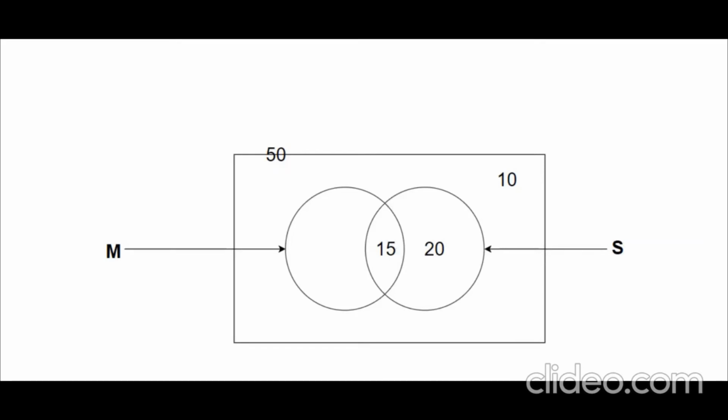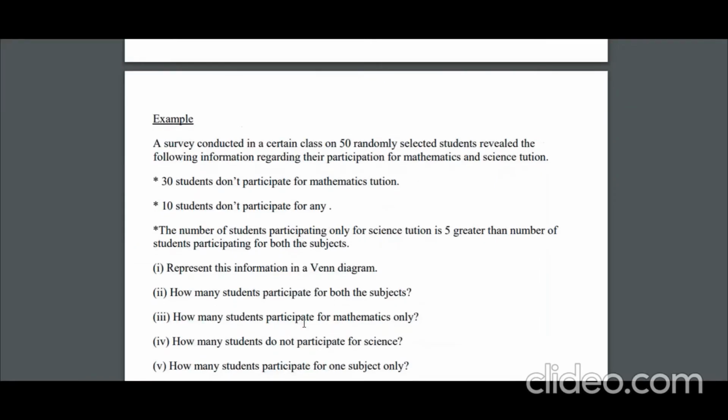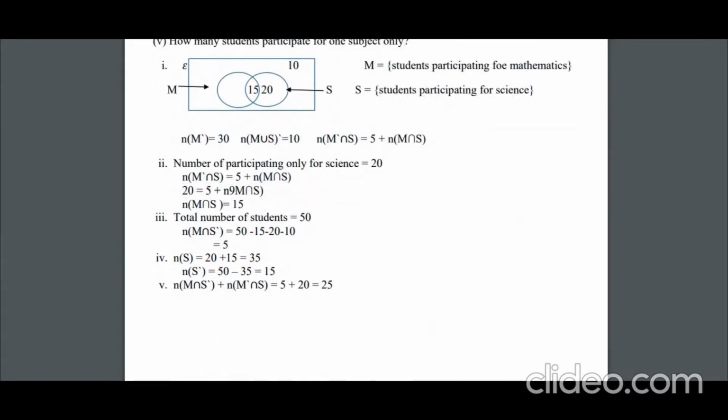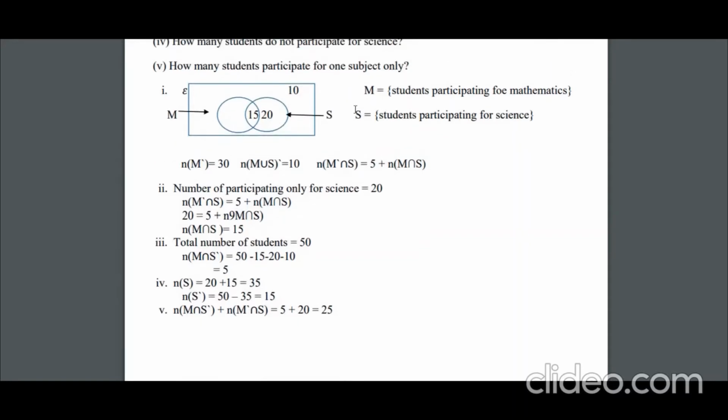So let's look at the answers in a more simple form. Right, so this is the Venn diagram, and you should also represent what the meaning of the set is. M is the students participating for maths tuition. S is the students participating for science. And we can also get the number of people.